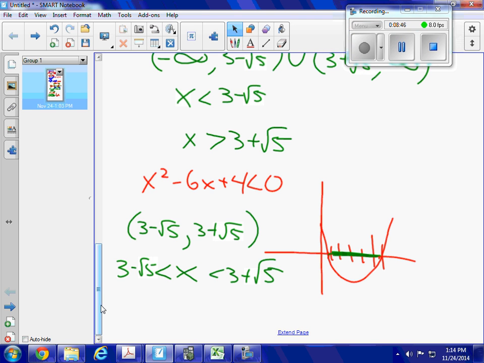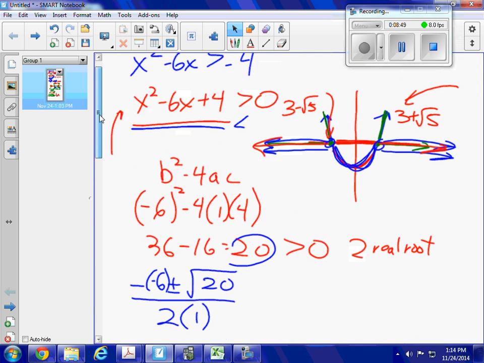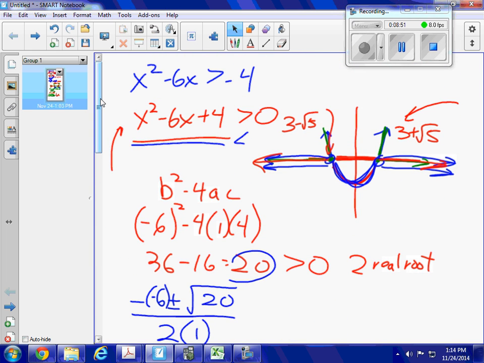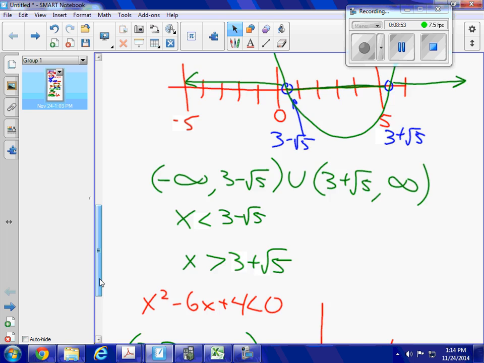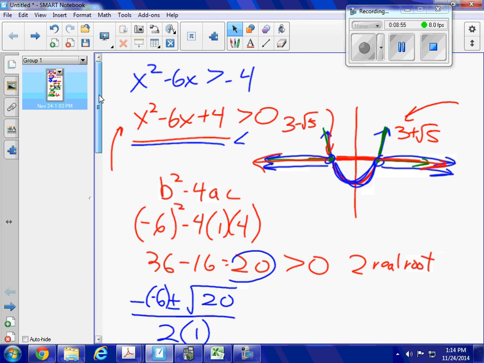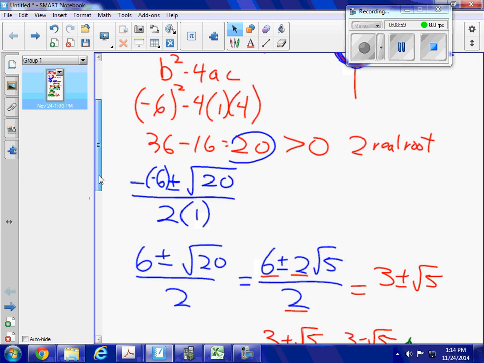But that wasn't the problem. The problem was this, where it is greater than. Did I write that properly down here? Yes, I did. It was greater than, and so that's how I got my solution.